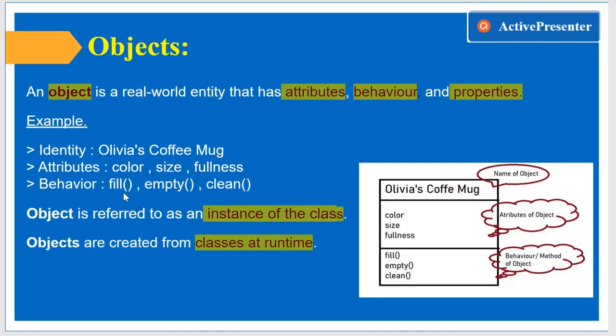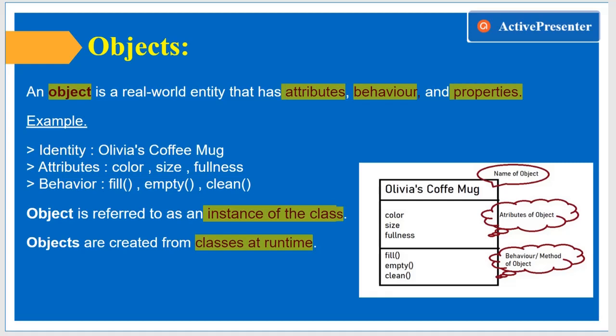And behavior: fill. You can fill the coffee mug with coffee. It is empty, it is clean or dirty. So I took here three methods: fill, empty, and clean. So this is the name, this is the attribute, and this is the behavior.